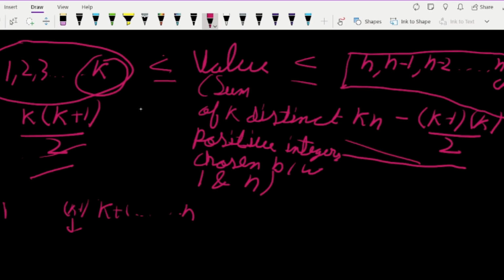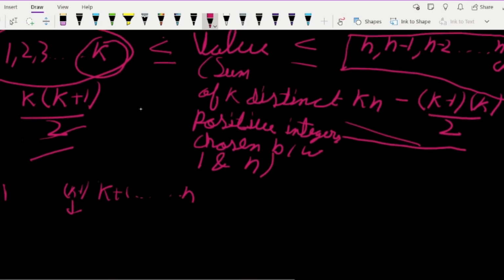The reason for this is that if we keep incrementing the maximum value which we have chosen among this set 1 to k and move it to the rightmost maximum state, then at each step we are just incrementing the value by 1. So here we are basically covering all the possible integer values which lie between k times (k plus 1) by 2 and kn minus (k minus 1) times k by 2. I hope you would have got this.